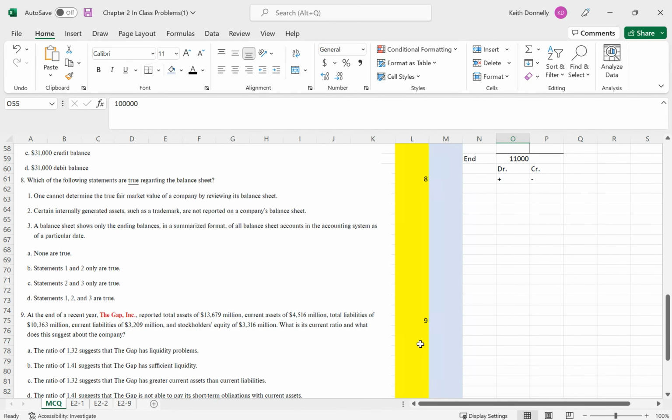Question 8 says, which of the following statements are true regarding the balance sheet? So this one is going to be D, all of the above. All of them are true. The first one says one can't determine the true fair market value of a company by reviewing the balance sheet. What that means is, if you were to pick up a balance sheet, you wouldn't be able to see what the company was currently worth, the current fair market value.